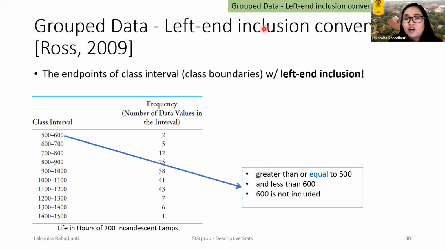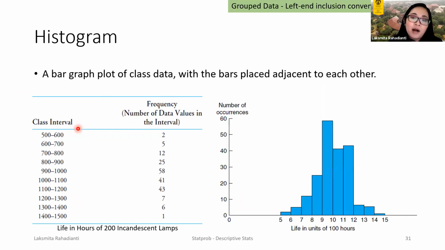But the convention is that the left-hand side is included in the interval, while the right-hand side is not included in the interval. So if I were to translate this frequency table into a more visual graph, I could then make a bar chart like this. A bar graph. Bar chart or bar graph? I guess it's the same.